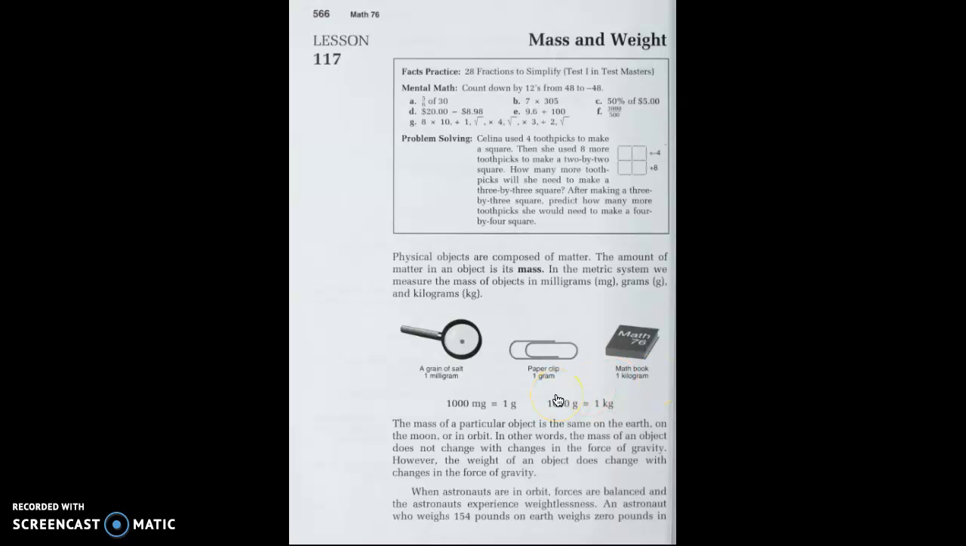The next thing that we need to talk about is weight. Let's back it up a little bit. We know that mass does not change regardless of where you are. A paperclip is still going to be 1 gram, whether it is here on Earth, on the moon, or in orbit. In other words, the mass of an object does not change with changes in the force of gravity. However, what does change is weight. In your book, you should have weight highlighted. The weight of an object does change with changes in the force of gravity.